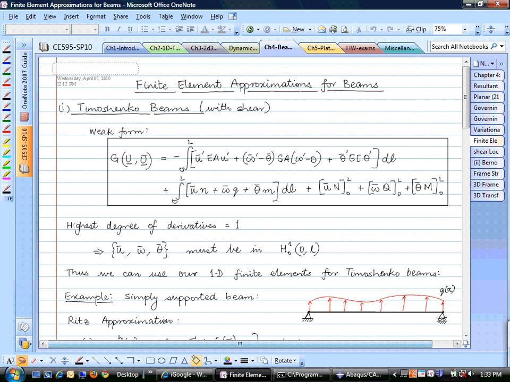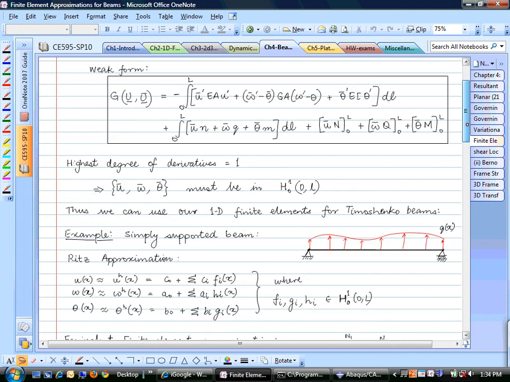So just to briefly recount what we were doing last time. We started to talk about the finite element approximation for beams. What we had done till that time was we had constructed this weak form exactly the same way. Take our three equations of equilibrium for axial force, bending moment, and the transverse displacement. Rotations and displacements in the two directions. Those three equilibrium equations you take and you construct your weak form.